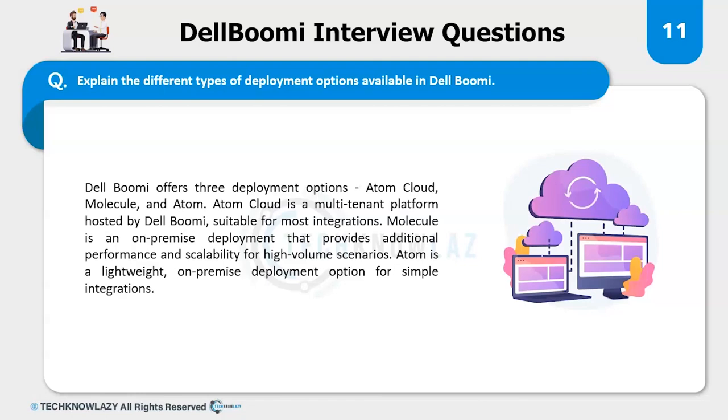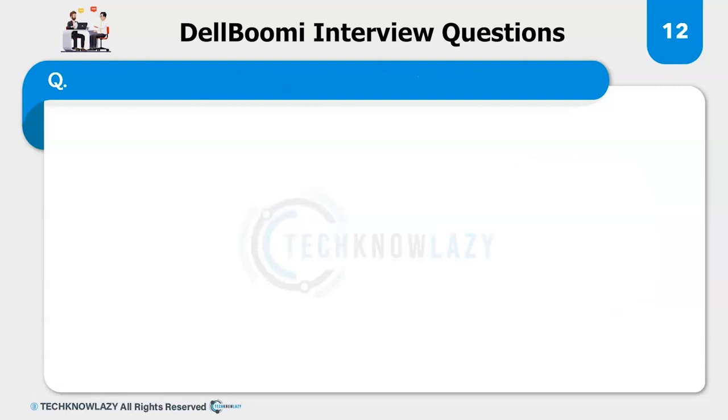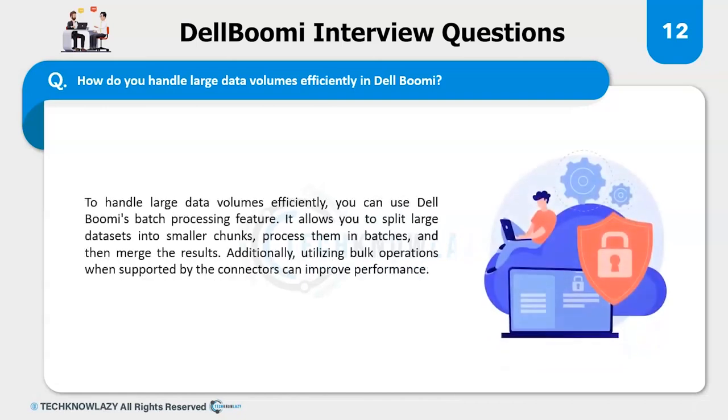Molecule is an on-premise deployment that provides additional performance and scalability for high-volume scenarios. And lastly, Atom is a lightweight on-premise deployment option for simple integrations. Now, the 12th question. How do you handle large data volumes efficiently in Dell Boomi? The answer is, to handle large volumes of data efficiently, you can use Dell Boomi's batch processing feature. It allows you to split large datasets into smaller chunks, process them in batches, and then merge the results. Additionally, utilizing bulk operations when supported by the connectors can improve performance.